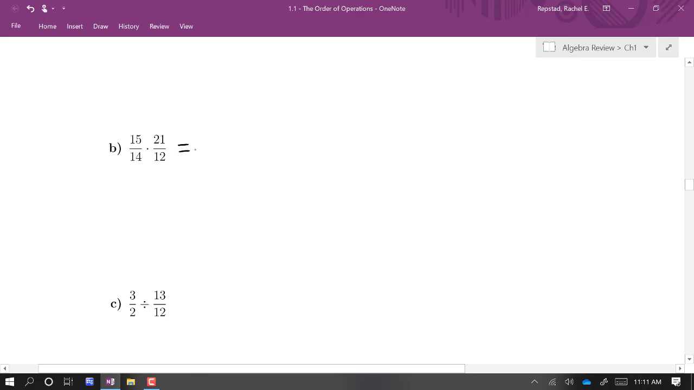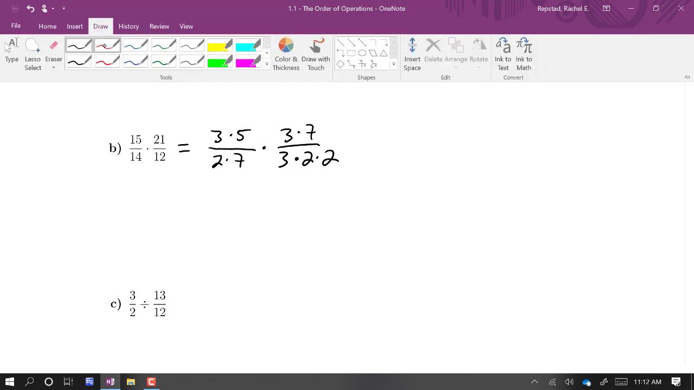I always like to start, if possible, by factoring. So 15/14 times 21 over 12. I'm going to just factor each of these numbers. 3 times 5 is 15, 14 is 2 times 7, 21 is 3 times 7, and 12 is 3 times 4. And I guess I could write 4 as 2 times 2. So if possible, I usually go all the way down to primes.